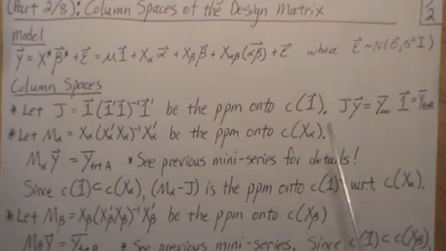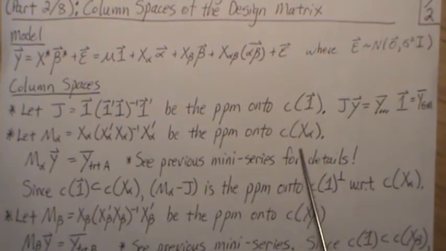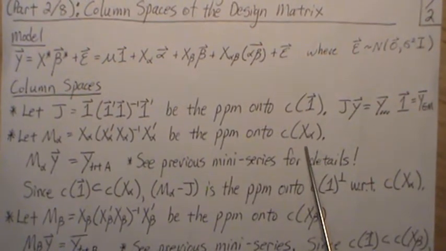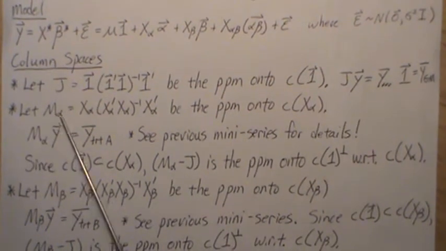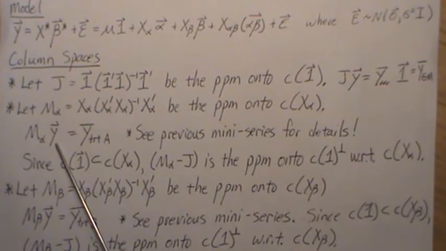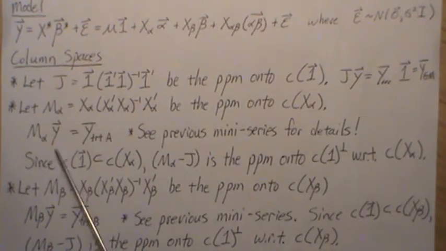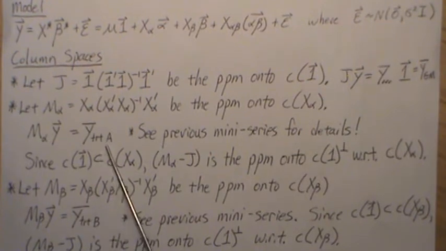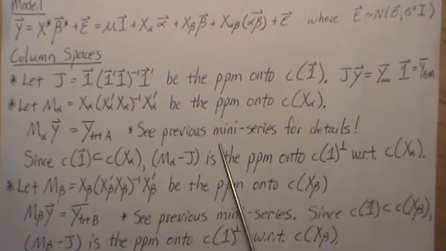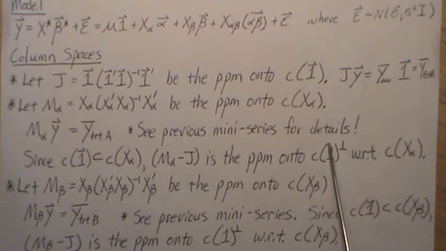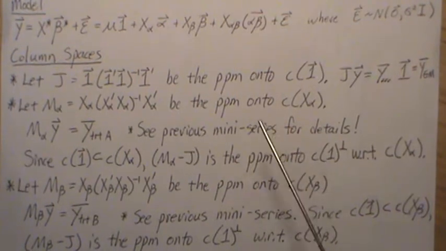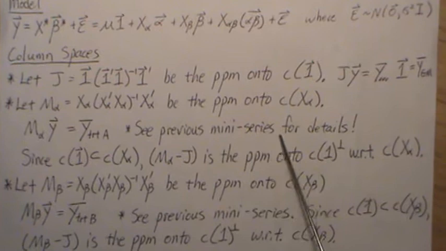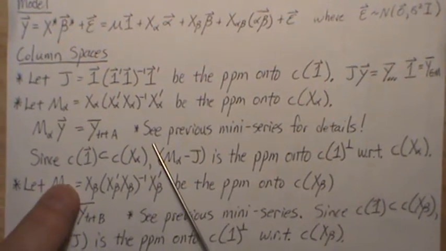Let M alpha, defined like this, be the perpendicular projection matrix on the column space of X alpha. Pre-multiplying Y by this perpendicular projection matrix M alpha creates the mean vector for treatment A, or factor A. And I'm going to point you back to the previous mini-series for this detail. The previous mini-series is two-factor factorial designs without interaction, but there's a lot of similar development, so in the interest of time, I'm going to point you back to that mini-series.